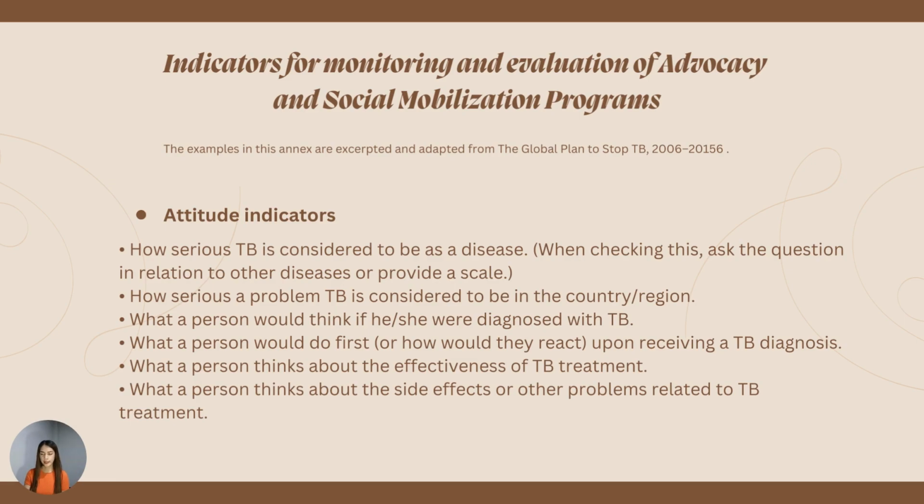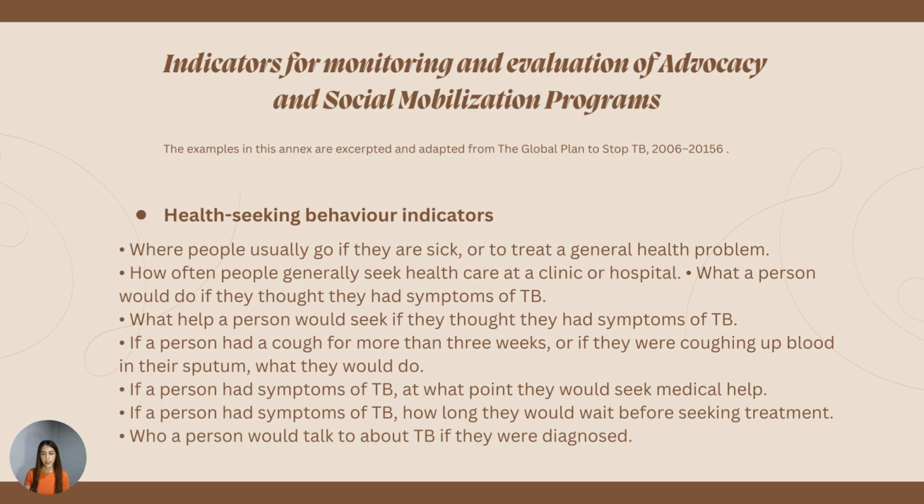The third one is the health seeking behavior indicators: where people usually go if they are sick or to treat a general health problem, and how often people generally seek healthcare at a clinic or hospital. What a person would do if they thought they had symptoms of TB. What help a person would seek if they thought they had symptoms of TB, or if a person had a cough for more than 3 weeks, or if they were coughing up blood in their sputum.